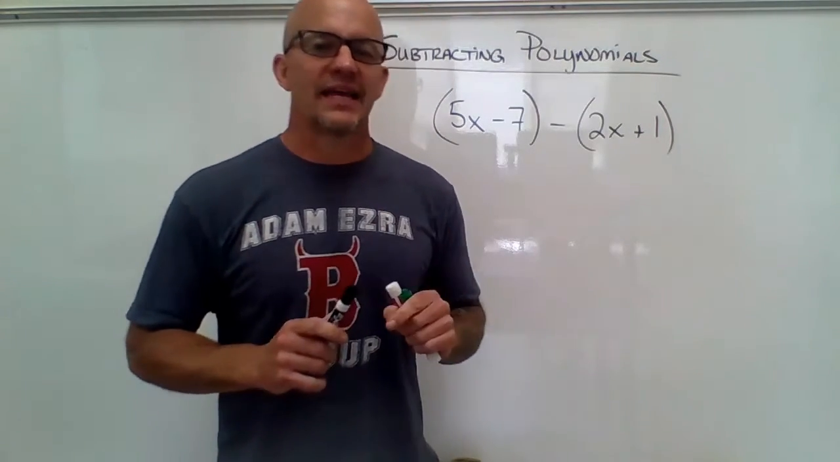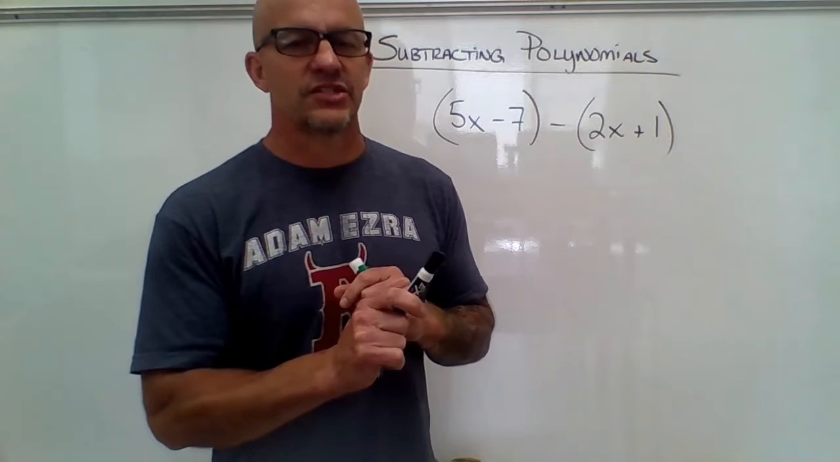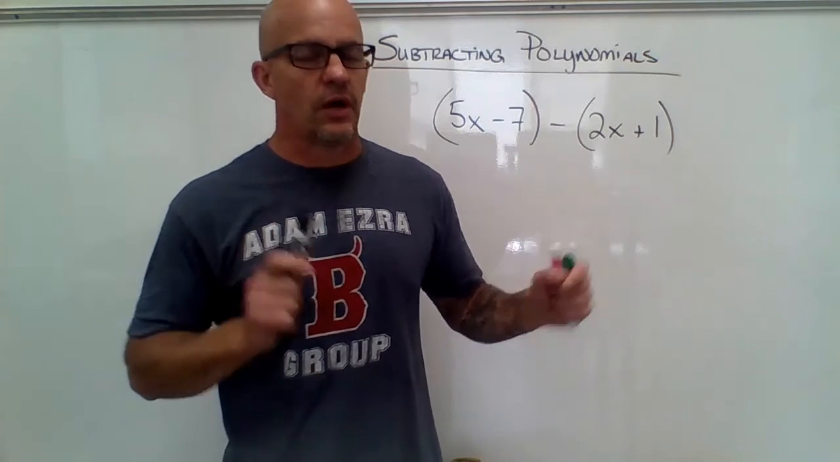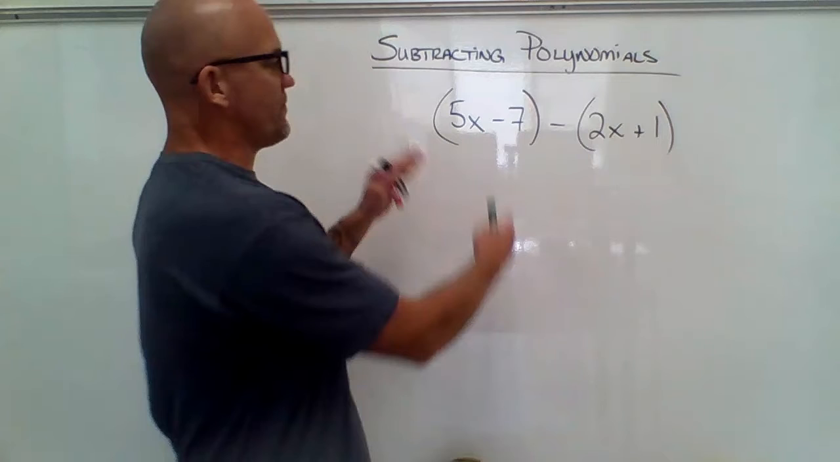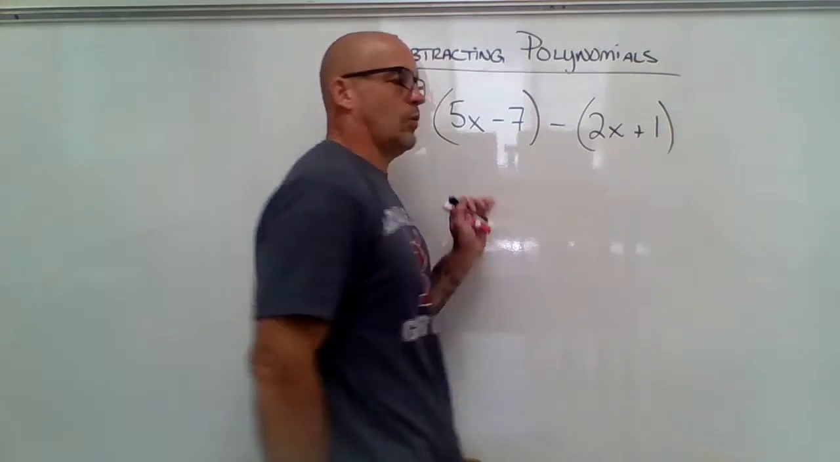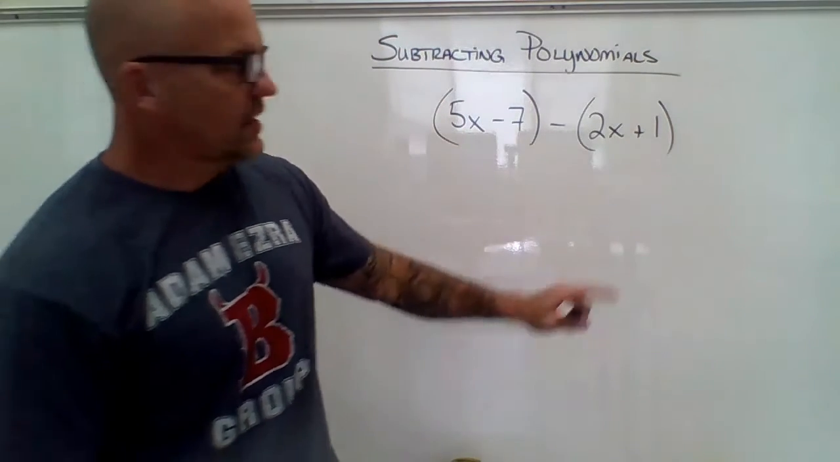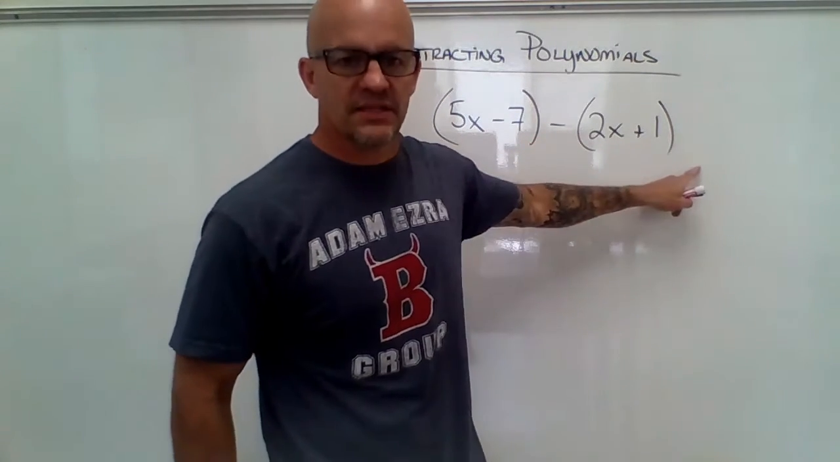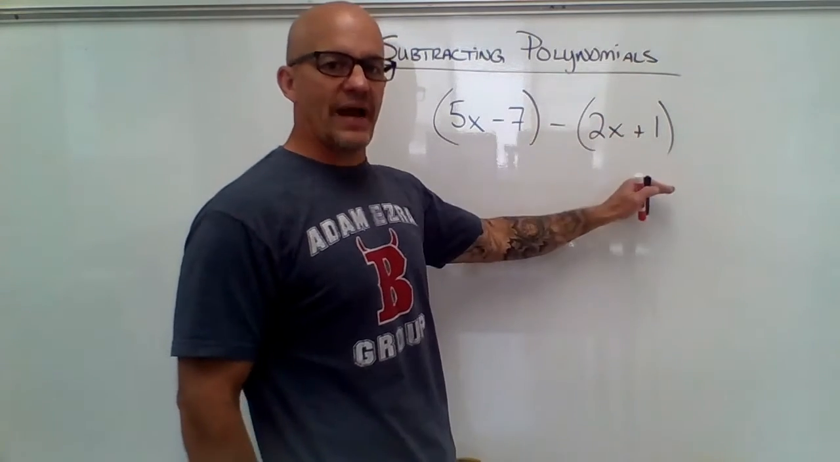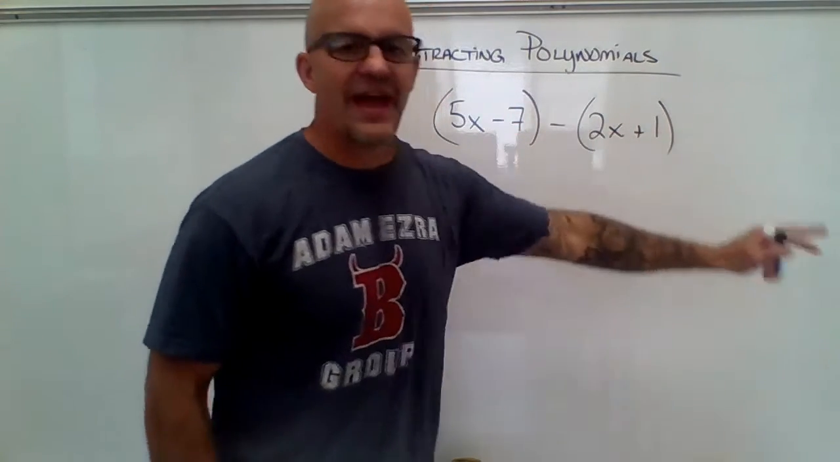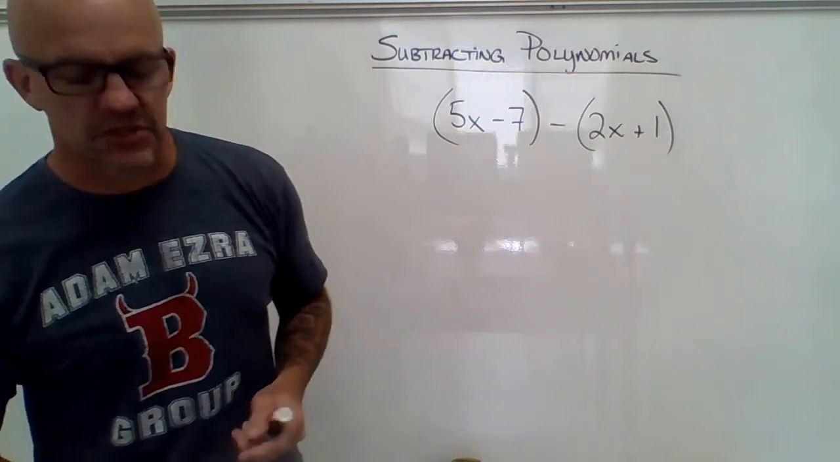I don't want to lie to you, you can. But I've seen a lot of kids forget about that subtraction, especially as the polynomials grow. So I'm going to show you what I highly recommend. We have 5x minus 7 subtracting the quantity of 2x plus 1. The important part there is that we were subtracting that quantity. So that means that 2x plus 1, that entire thing is being subtracted. So all of that has to be taken into account when you're subtracting.